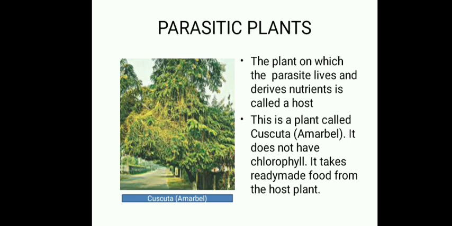It is a parasite. It will take the food from the other plant. So, this plant will be known as the host. The plant on which the parasite lives and derives nutrition is called the host. As you can see here, this Cuscuta is deriving nutrition from the plant on which it is living, which is the host.